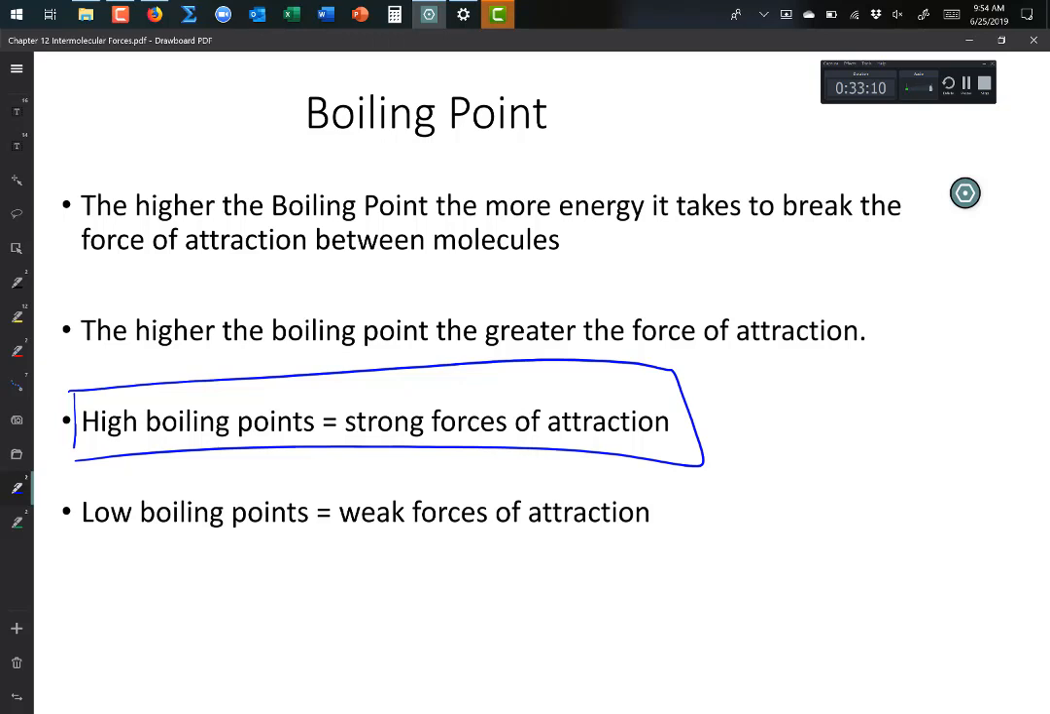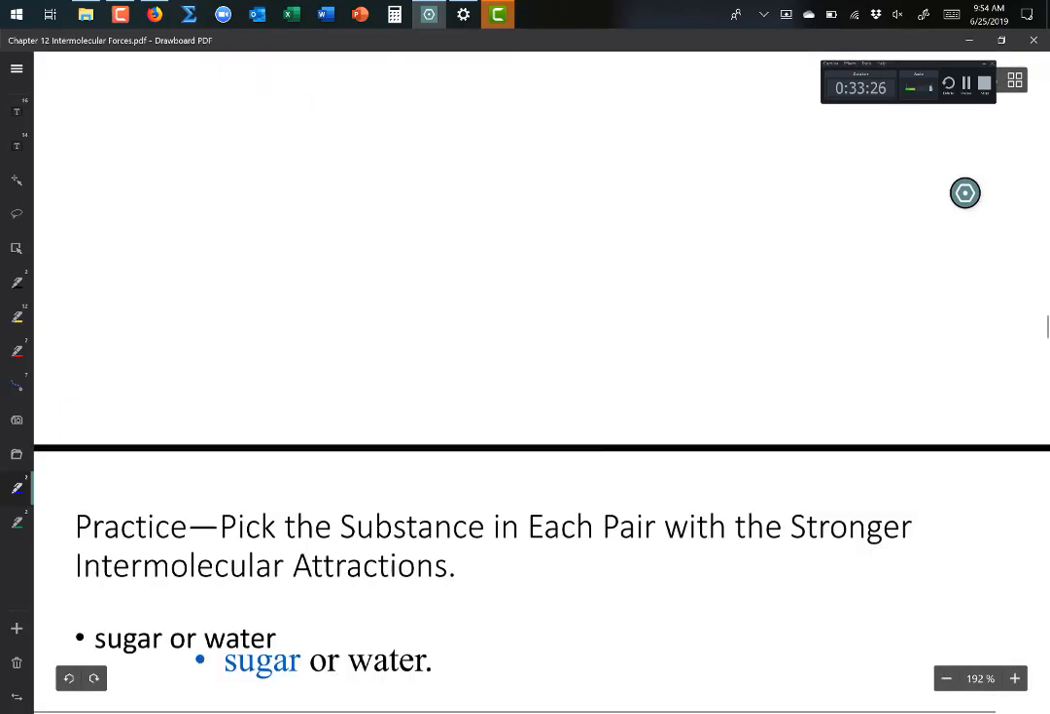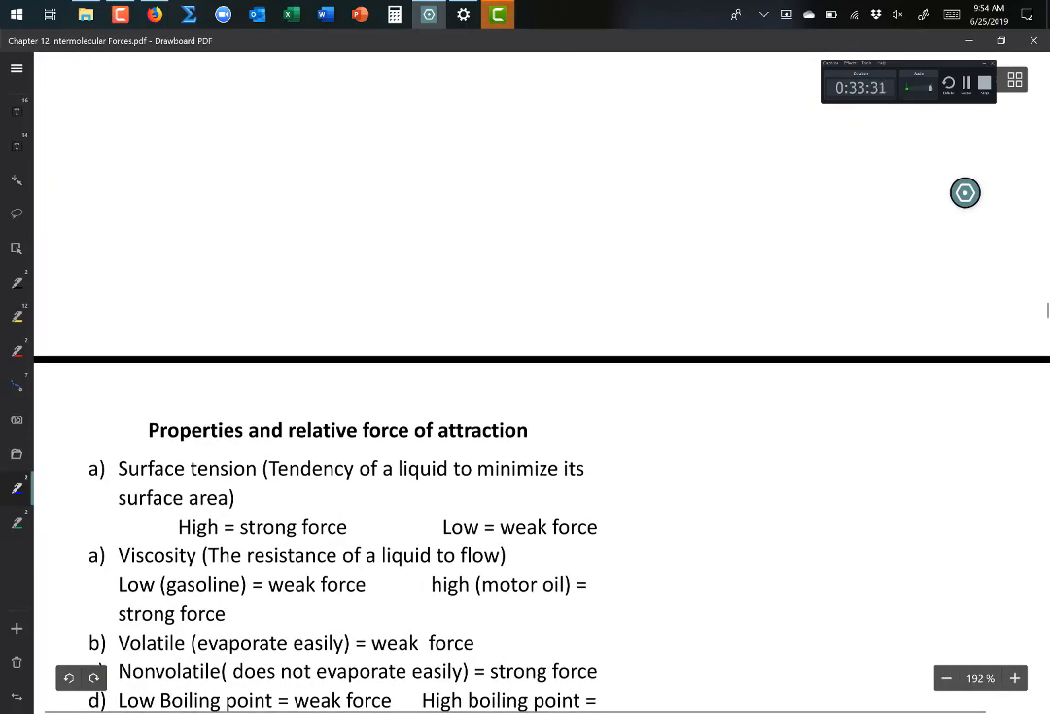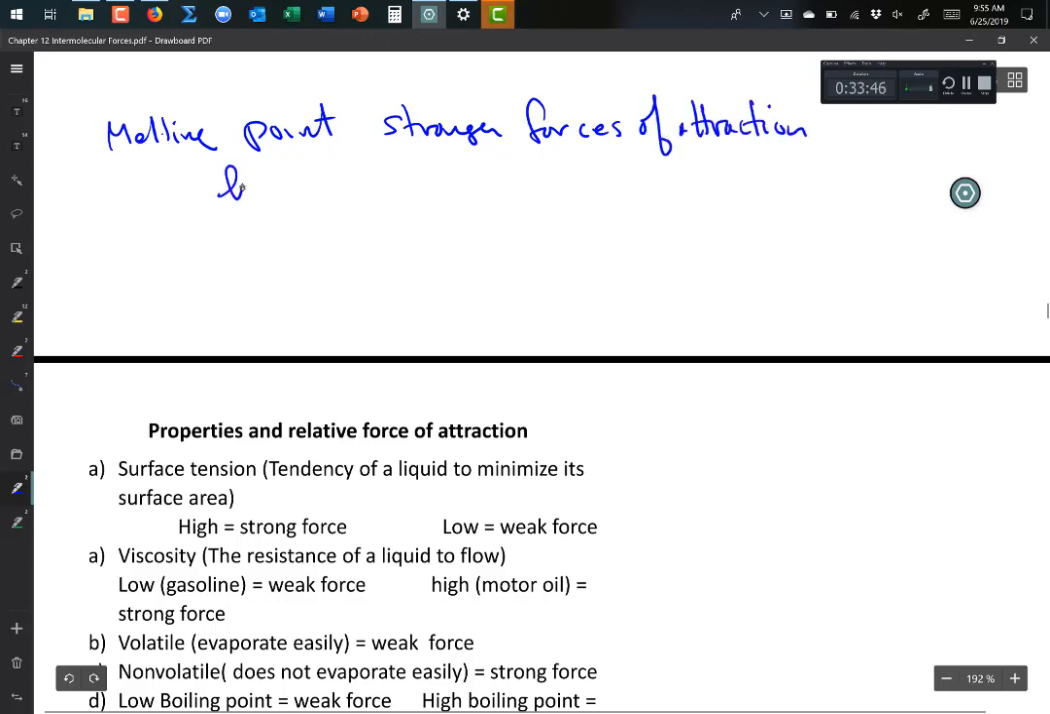Similarly, when you're going from the solid to the liquid, you have to break the forces of attraction between the molecules of the solid to get them to be in the liquid state. The stronger those forces of attraction are, the higher the melting point. Okay? And so you'll see on the next slide, oh, it's not on the next slide. Did you not have it? Oh well, I just said it. Melting point: stronger forces of attraction, higher melting point.